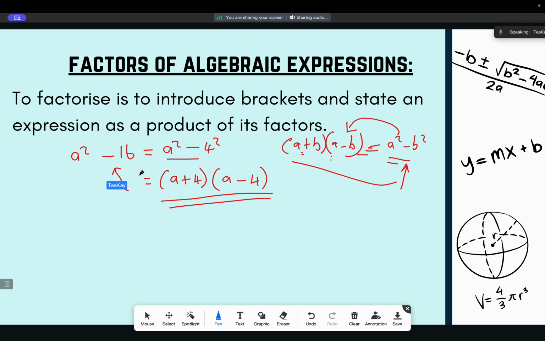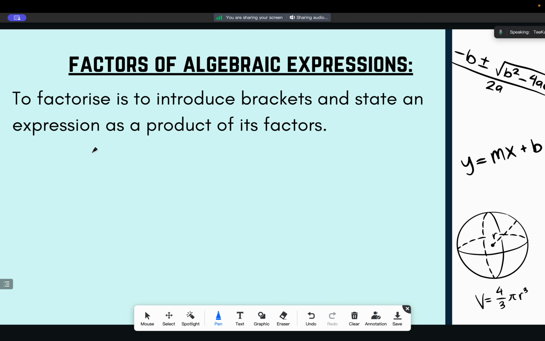Okay, so now if you look at what we are doing here, first we have to look if we have common factors like what we did on the first example. And then if we cannot find common factors, we can see if we have a difference of two squares. And if we have a difference of two squares, we can solve it like this. But anyway, let's try another example.